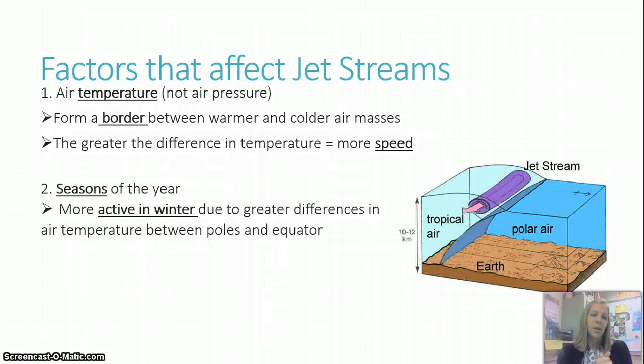All right, so seasons of the year. Jet streams are more active, and this would make sense, in the winter time. Why? Because in the winter time you're going to have greater differences between the temperatures of the convection currents that are meeting, and so they would be moving faster due to the major temperature differences.